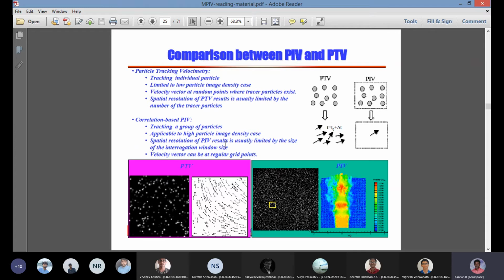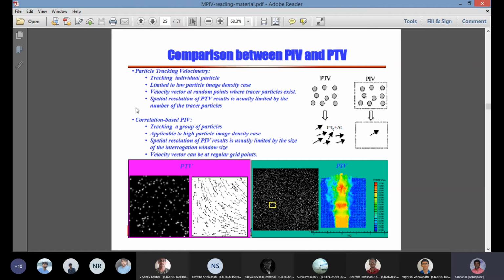The spatial resolution of PIV is usually limited by the size of the interrogation window, because we are going to capture only a small region and do the spatial resolution from that. Also the velocity vectors are going to be on regular grid points. We choose a grid point, and how much of the region you choose from that is going to matter over here.